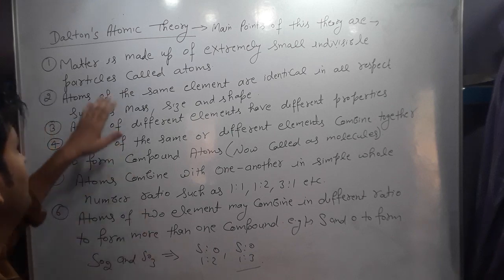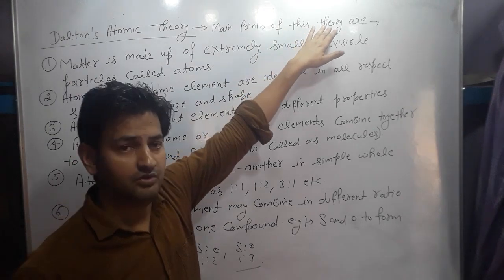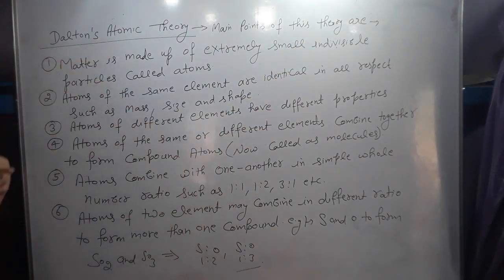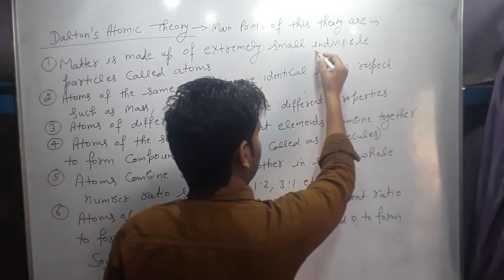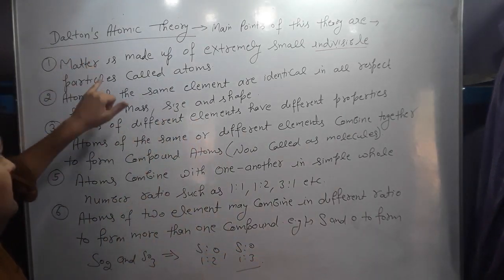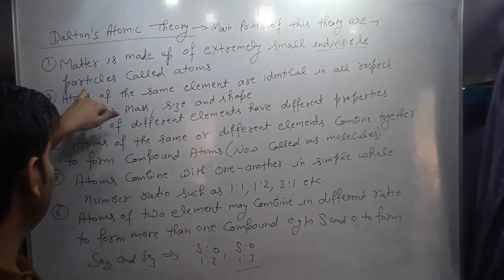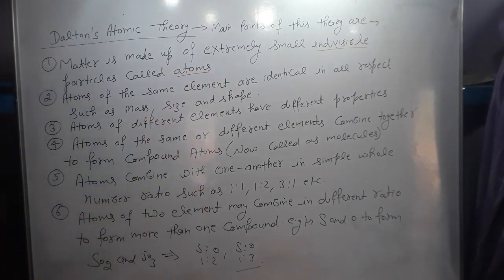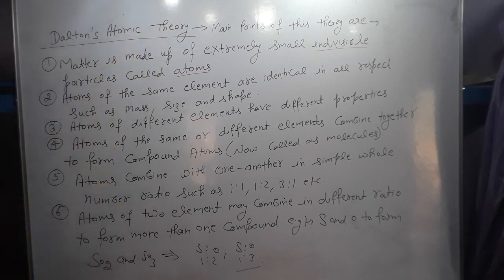Dalton gave us the theory about the atom and gave some points about this theory. So the first point of Dalton's atomic theory is that matter is made up of extremely small indivisible particles. The main point here is indivisible. Dalton says matter is made up of extremely small indivisible particles, and these indivisible particles are called atoms. This is according to the Dalton atomic theory.